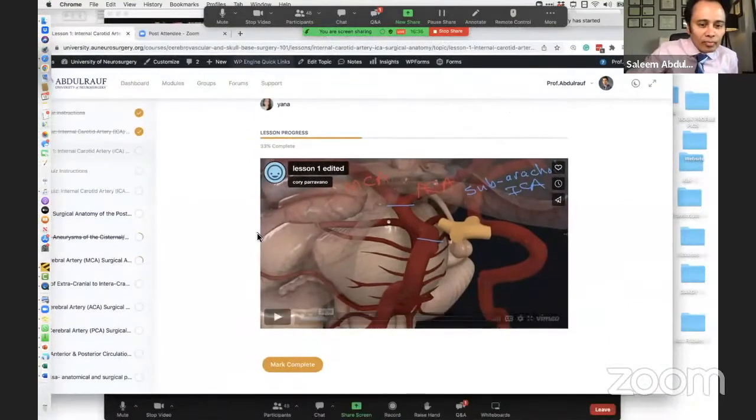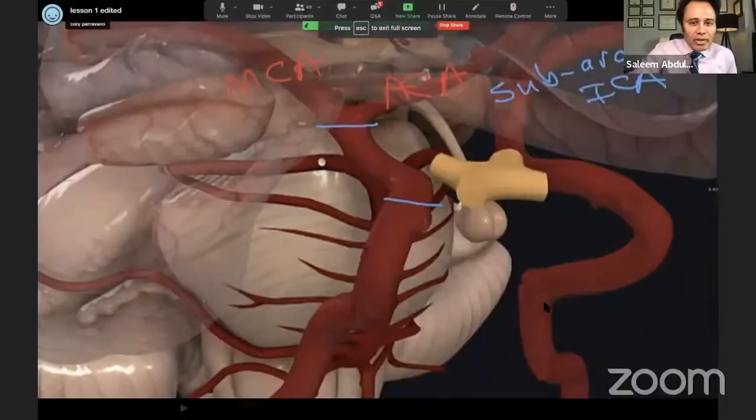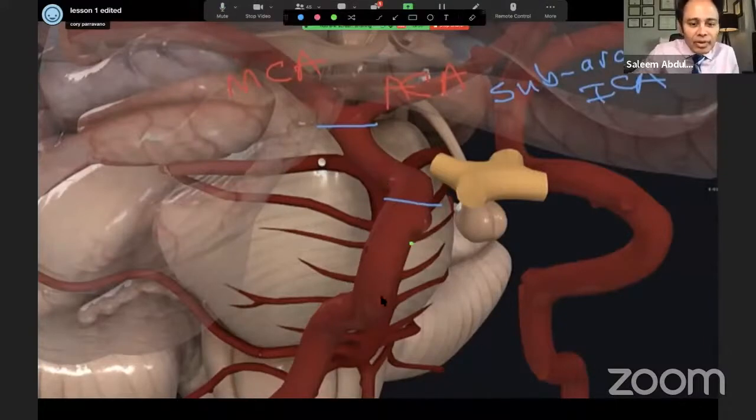And I want to interact with the students as well. What I'm going to use here, which will make it easier, is the first couple of lessons in my module. Let me share. So essentially, looking from the front, we're looking at the carotid artery here. This is the internal carotid artery coming up. At this level is the anterior clinoid.